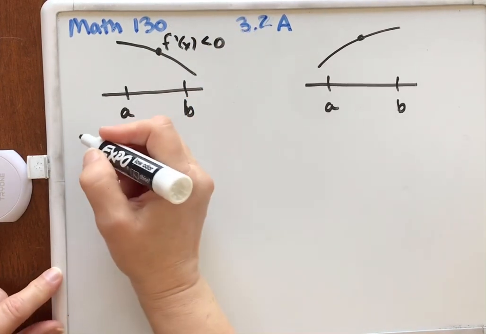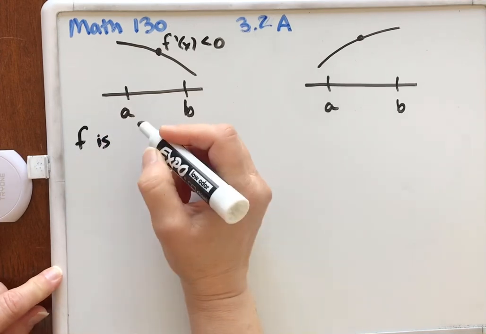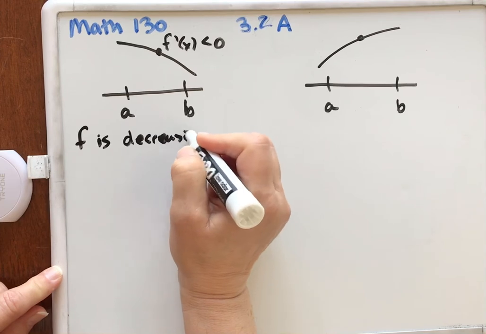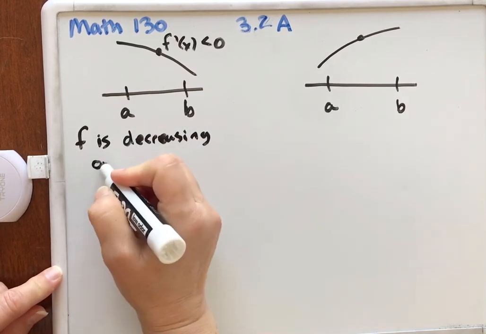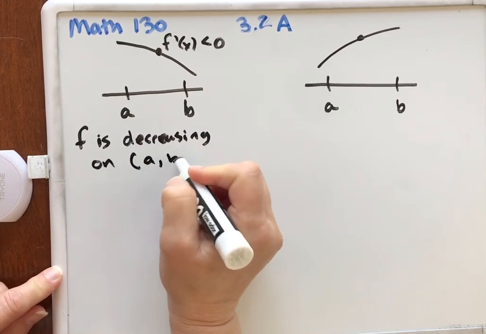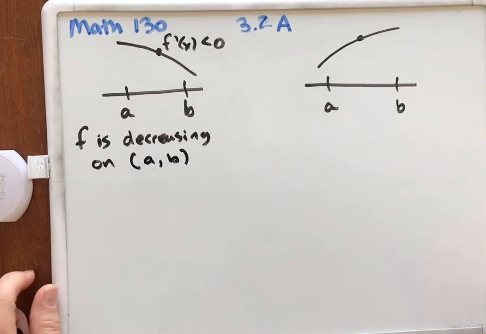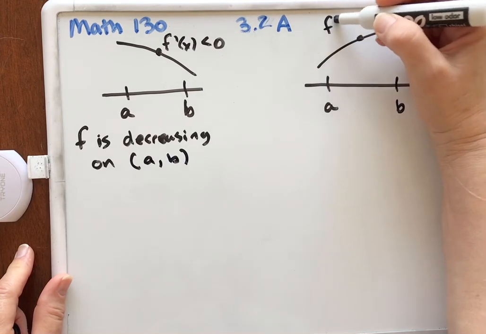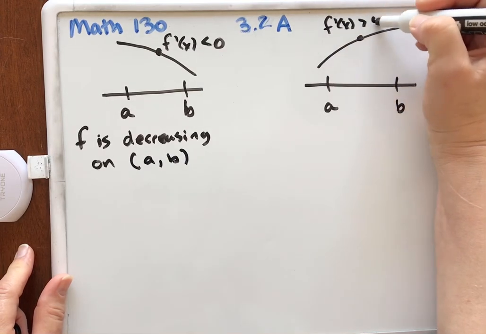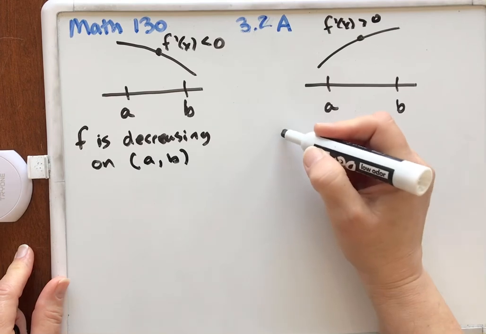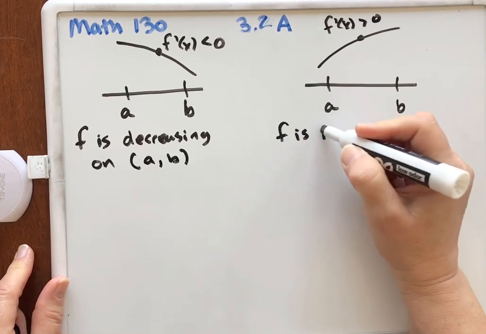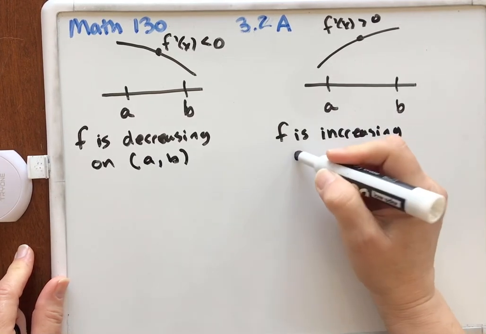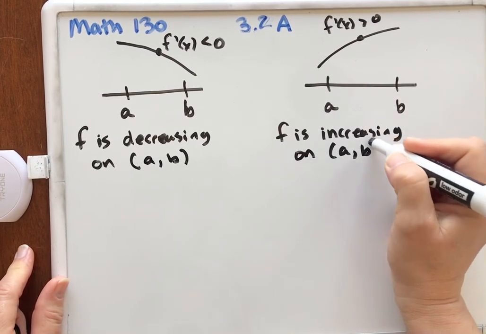So we can state over here that f is decreasing on the interval AB. Okay, next one. Right here, f prime of x is greater than 0. So f is increasing on the interval AB.